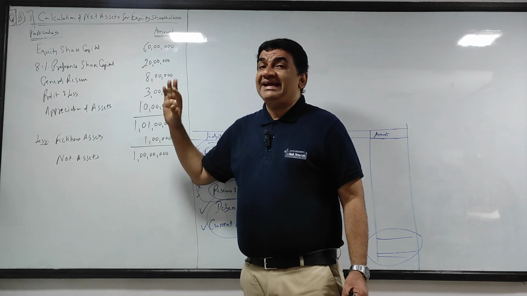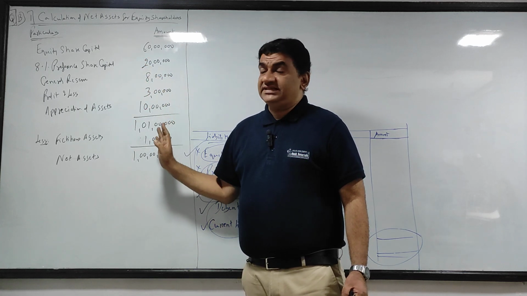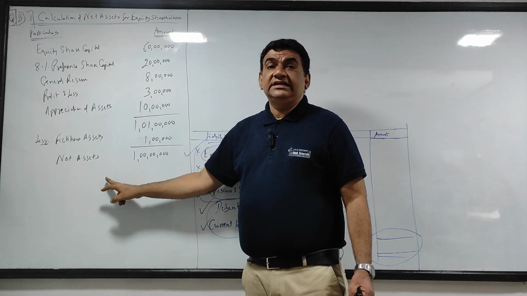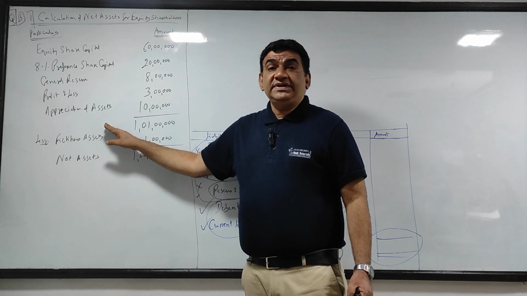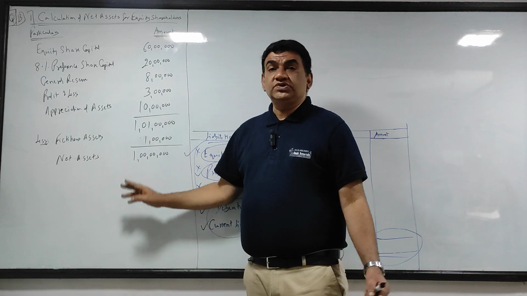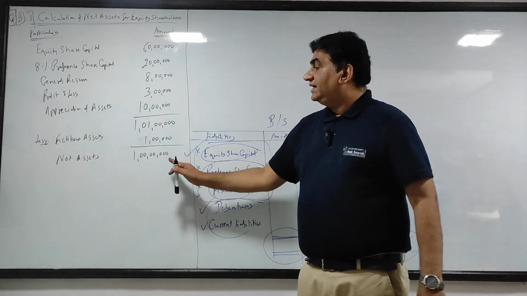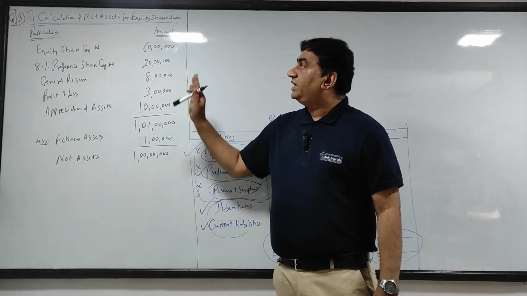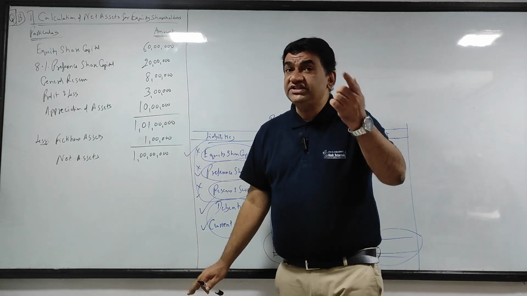In this question we don't have the information for assets, so you will take share capital, reserves, deduct fictitious, appreciation of assets you add, reduction in the value of assets you subtract. So that gives you net assets. Got it? What are we finding now? Net assets for equity shareholder.